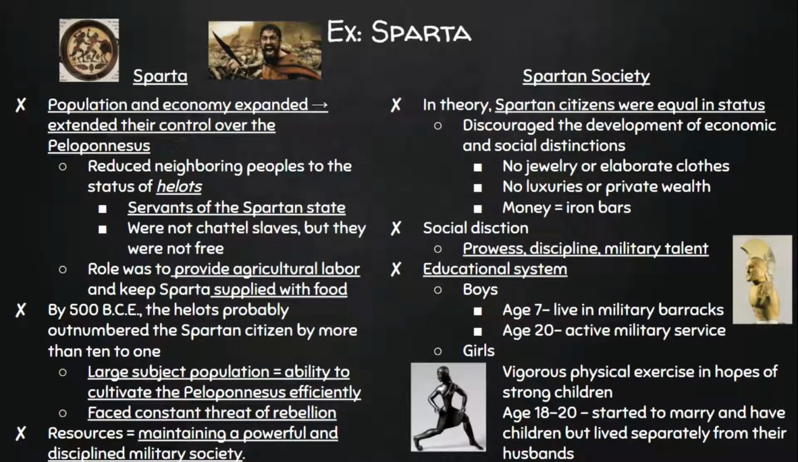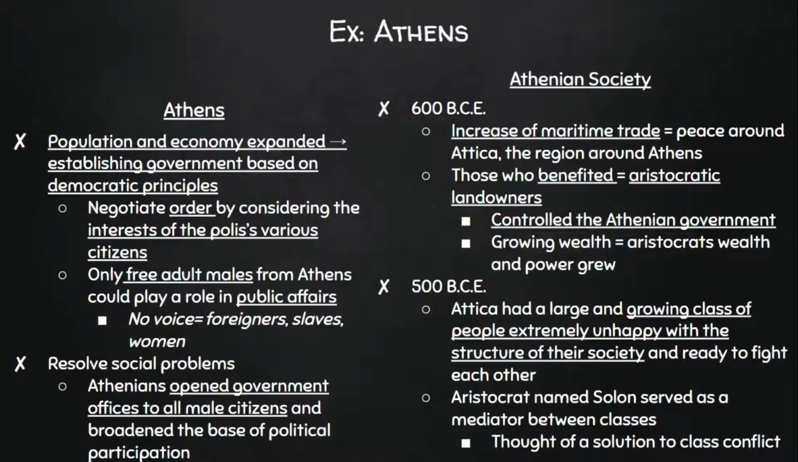For girls, by the age of 18 to 20, they started to marry and have children, but they were living separately from their husbands because obviously their husbands had to continue through their military services. So the girls would hardly ever see their husbands, and they would be at home taking care of the lands as well as their children.